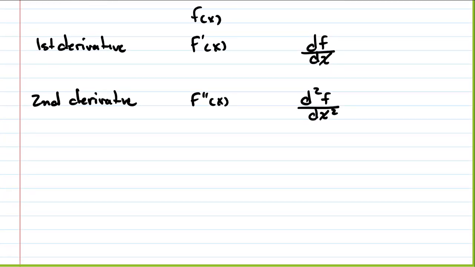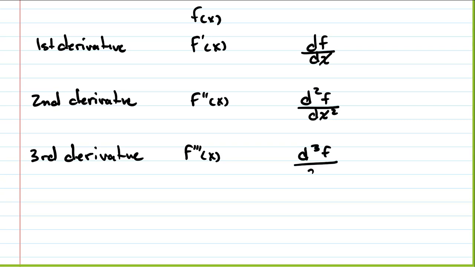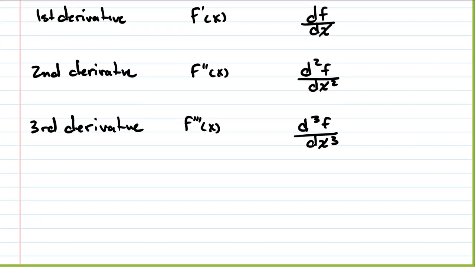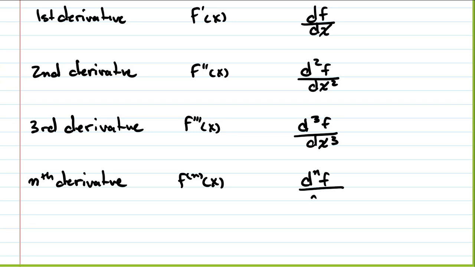And we continue doing this for our third derivative. We have f triple prime of x, which would be d³f/dx³. And then, as we saw with our notation above, after 3, we just use the nth, and we would have dⁿf/dxⁿ. And each of these notations mean the same thing.